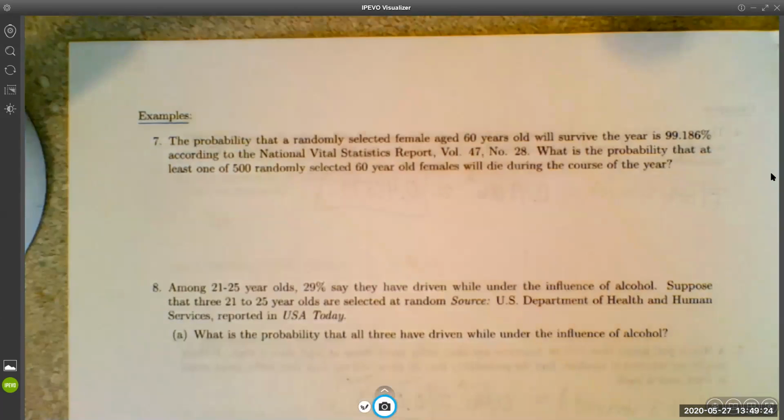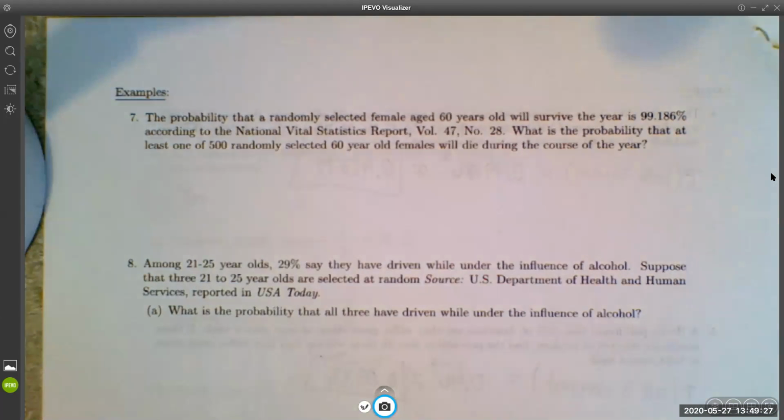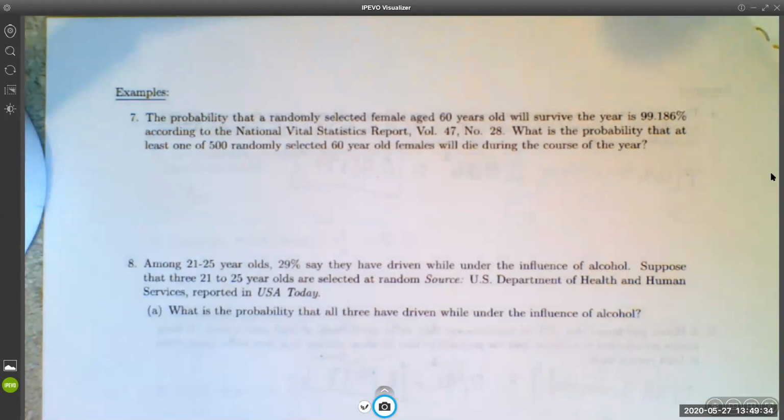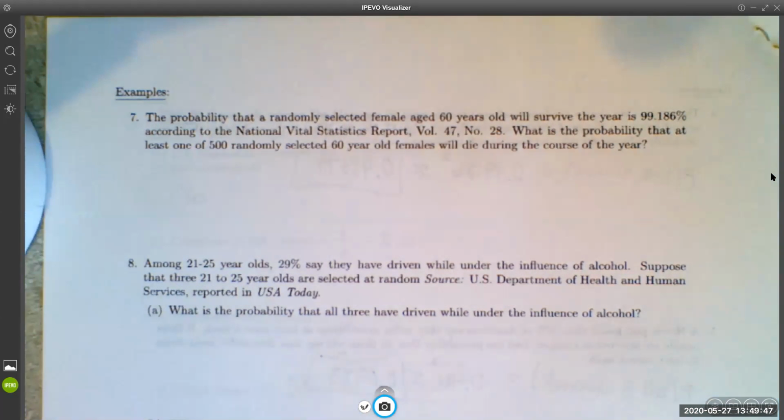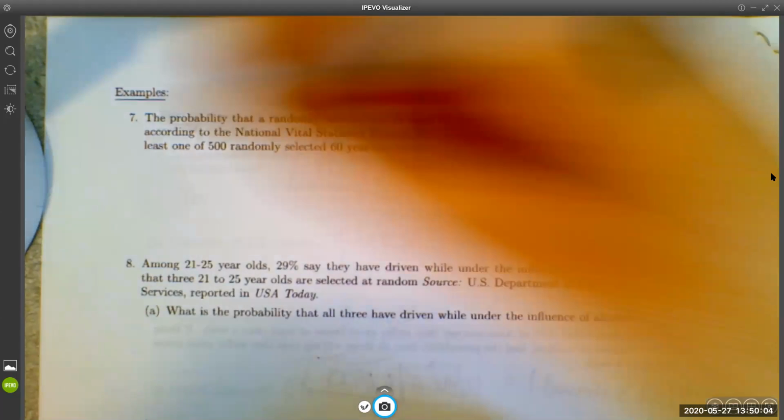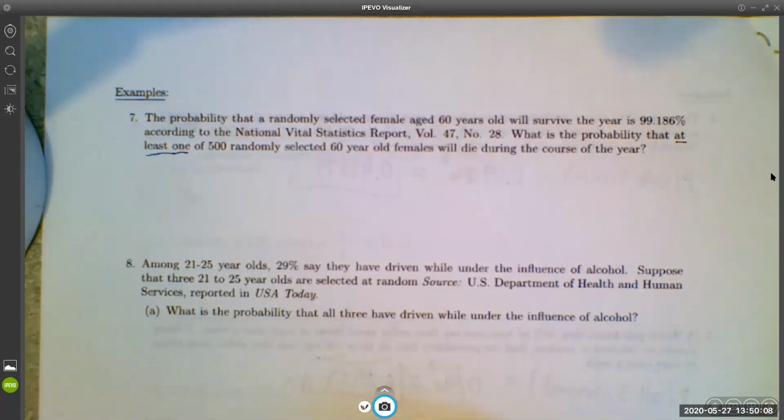So let's look at what that has to do with the complement rule, which we talked about in 5.2. Number 7 says the probability that a randomly selected female aged 60 years old will survive the year is 99.186%. What's the probability that at least one of 500 randomly selected 60-year-old females will die during the course of the year? So here's the phrase "at least one." Whenever you see that phrase, use the complement rule.